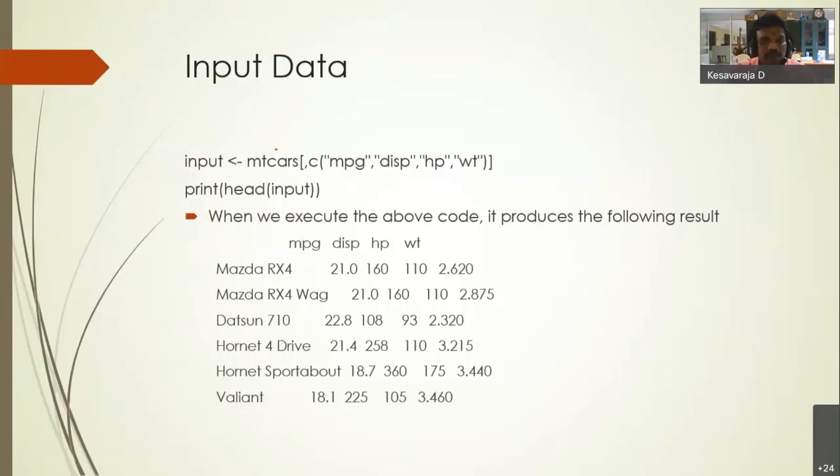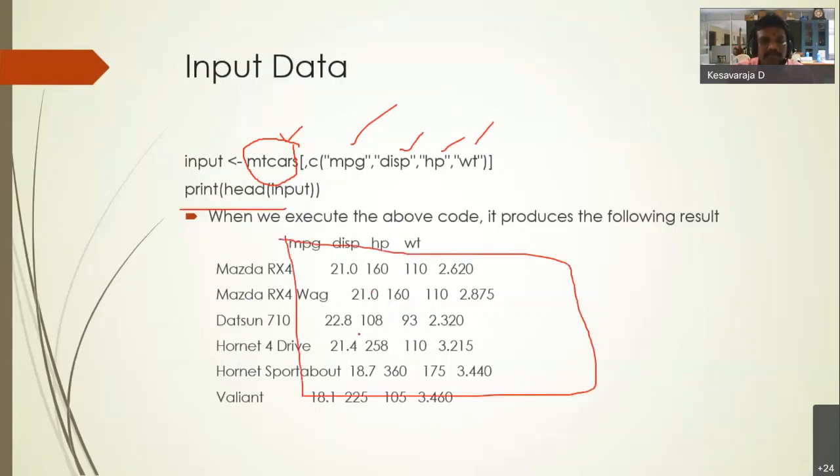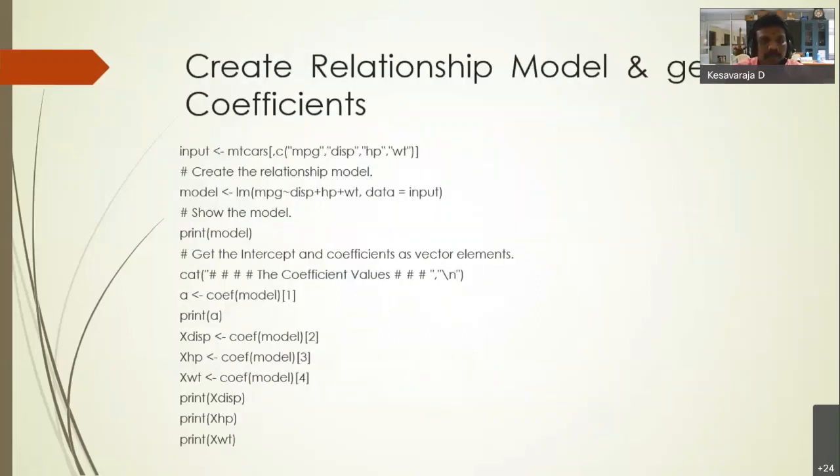Input equals mtcars, which is a default data set available in R programming. Inside that I'm taking displacement, horsepower, weight, MPG, etc. I'm taking only 4 columns and then I print head of input, so I take sample values. Instead of providing direct input, I'm taking input from the mtcars data set, providing 4 columns.